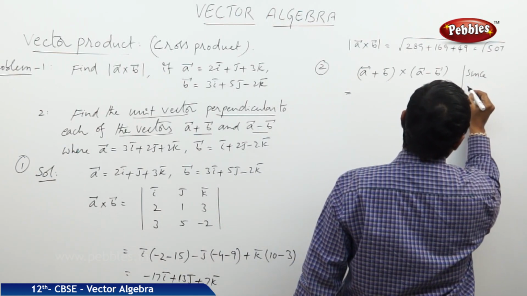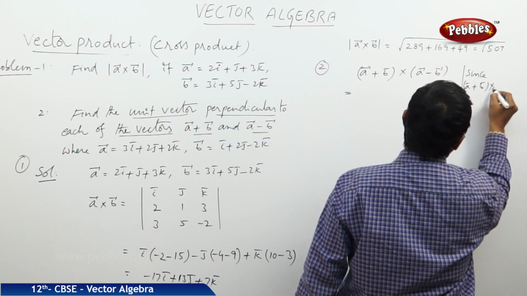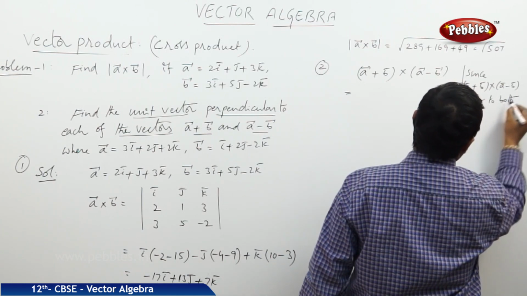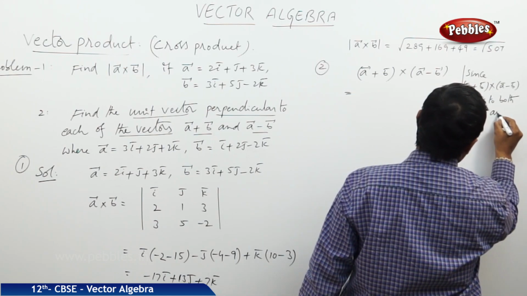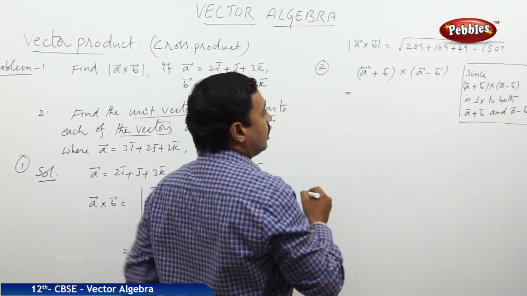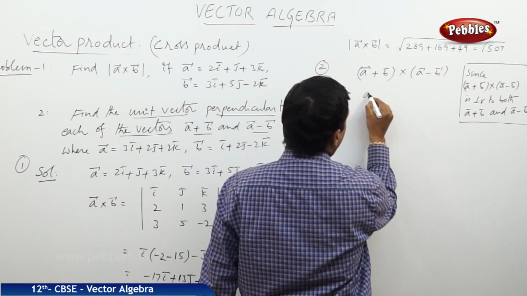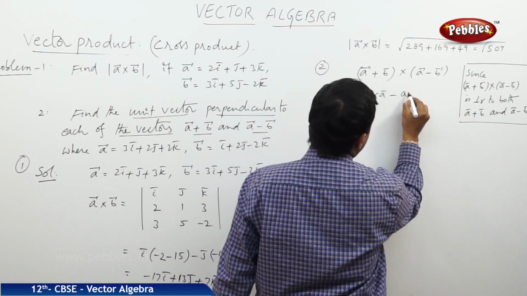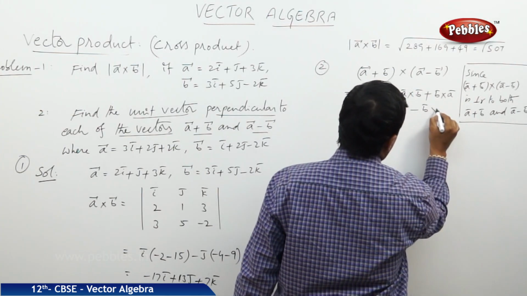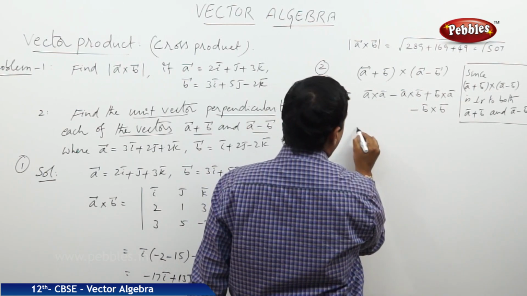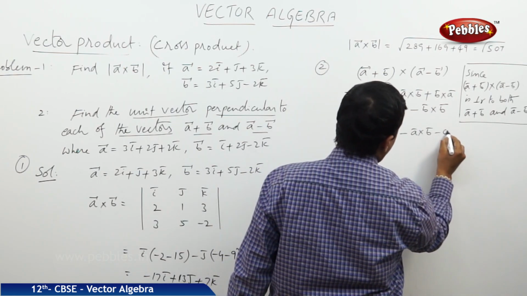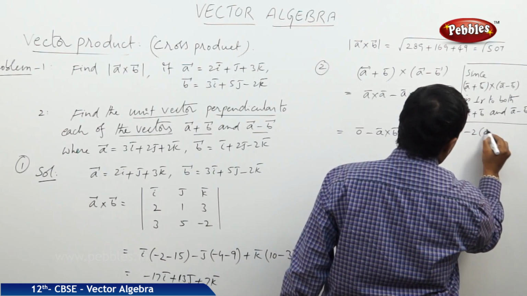Since A plus B cross A minus B is perpendicular to both the vectors A plus B and A minus B, now let us simplify this by the distributive property: A cross A minus A cross B plus B cross A minus B cross B. Now A cross A is equal to 0 bar, minus A cross B, B cross A is equal to minus A cross B, minus 0 bar, so that it is minus 2 times A cross B.